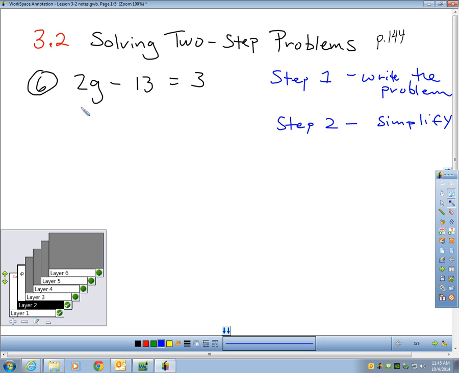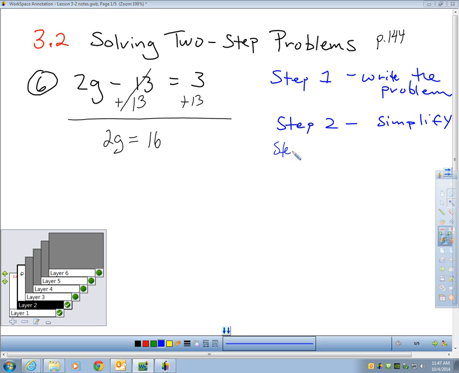So to get rid of the outside layer, I got to get rid of minus 13. So let's add 13 to each side. That's the next step. And when I add 13 to each side, I'm going to get, these cancel out. I'm going to get 2g on the left. 3 plus 13 is 16 on the right. So my step 3, the step 3 that I just did, the addition property of equality, and I simplified.